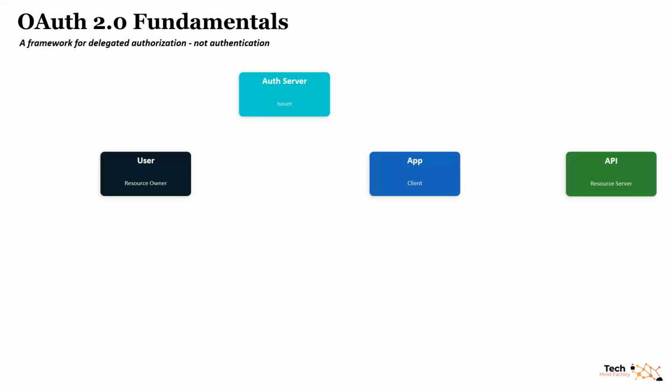In the OAuth-2 world, we have four actors, basically. There is a user called resource owner. There is an authorization server called issuer. There is an application called client, and an API, which is the resource server.